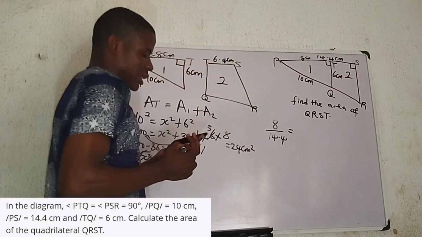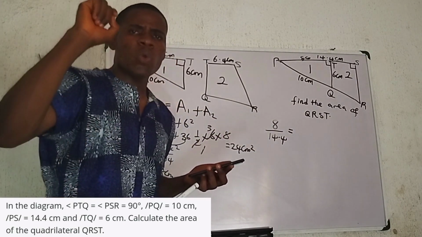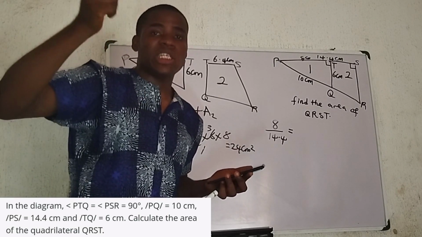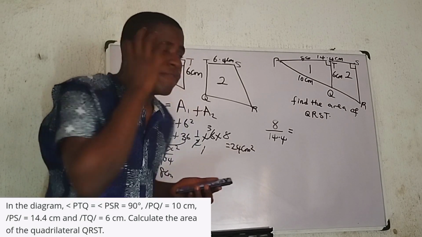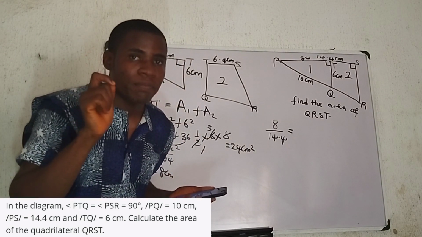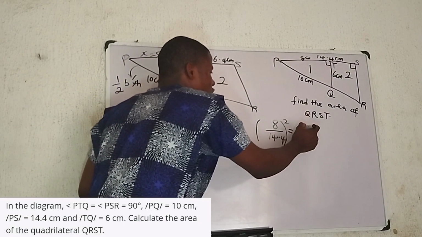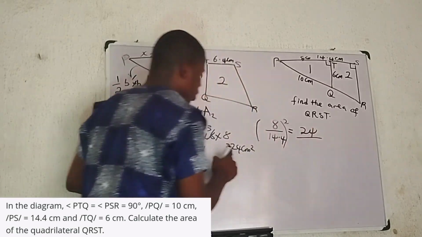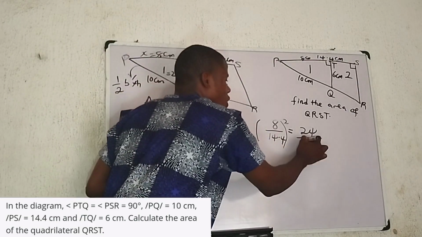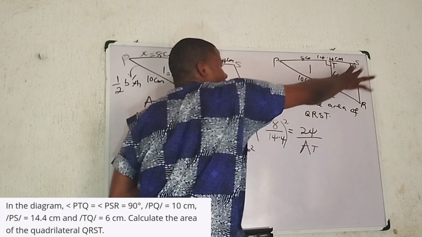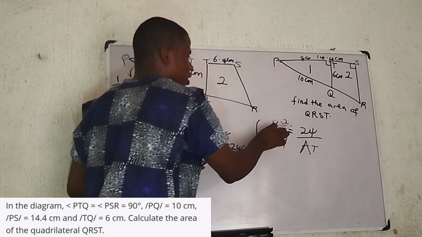Now, remember what I said, that this is the ratio of their corresponding sides. When you square the ratio of their corresponding sides, it will give you the ratio of their areas. Do you understand what I mean? Finding the total area will now be way simpler. The area of this first one, I got 24, right? Don't forget. So it will give me 24 over the total area. Does it make sense? That's the idea I'm using.